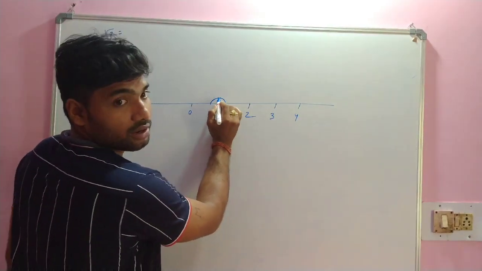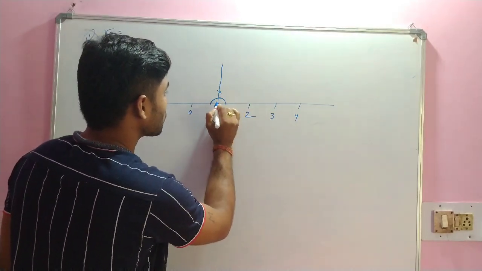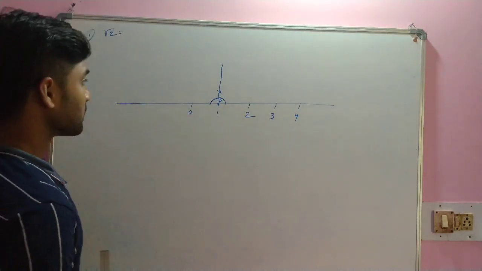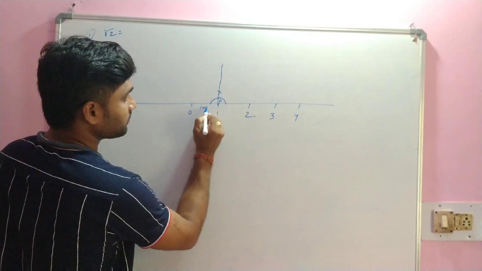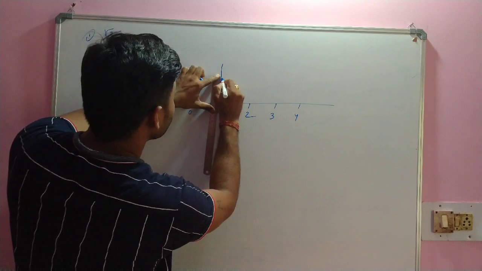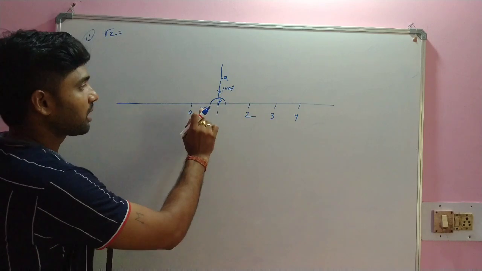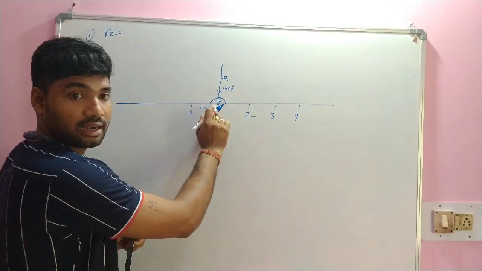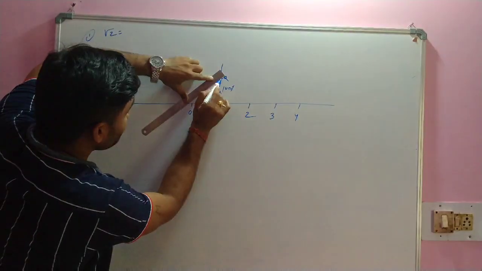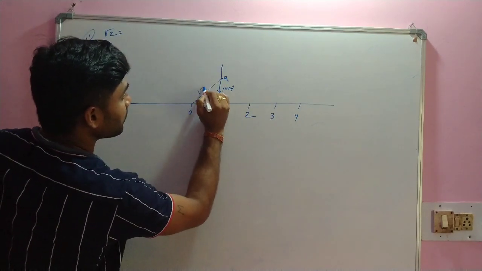So draw a 90 degree right angle at point O. Suppose this one is P. Keep in mind, 0 to 1 is 1 unit. Similarly, you have to measure 1 unit from P to Q. P and Q is also 1 unit. Here is the right angle. Then measure OQ. You will get the length of OQ equal to root 2.